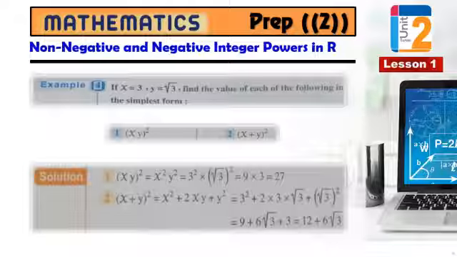And example number 2, this is a perfect square. After we factorize, we substitute the value of x and the value of y, and then get the result. Now we have finished our lesson. Thank you for listening.